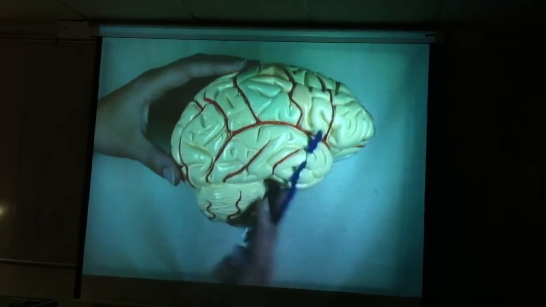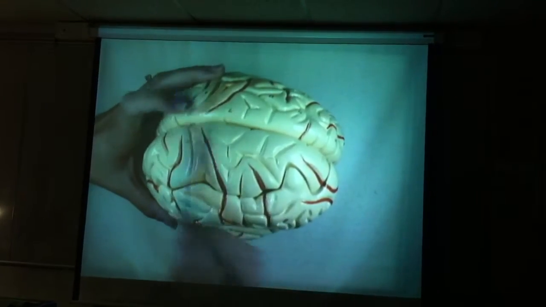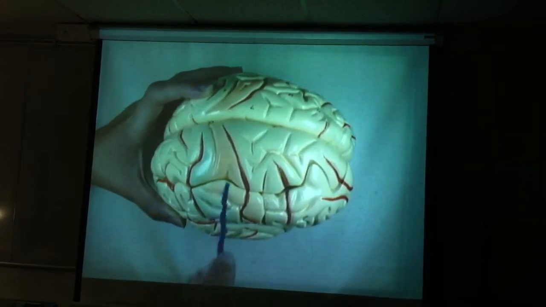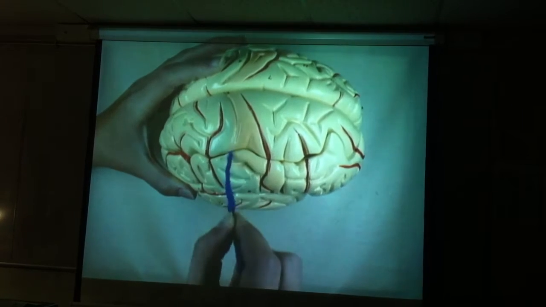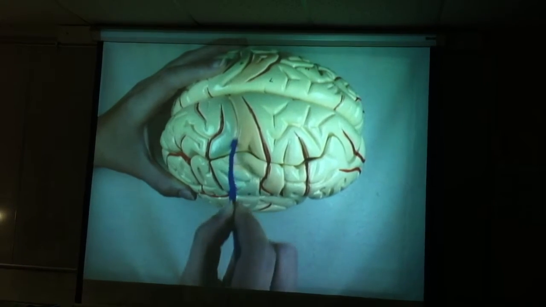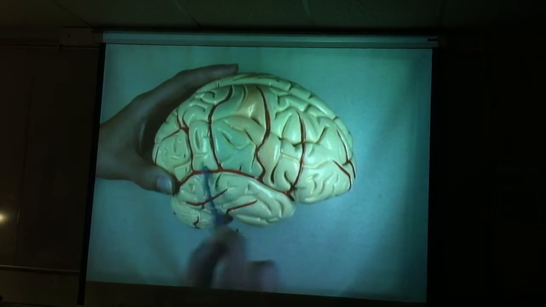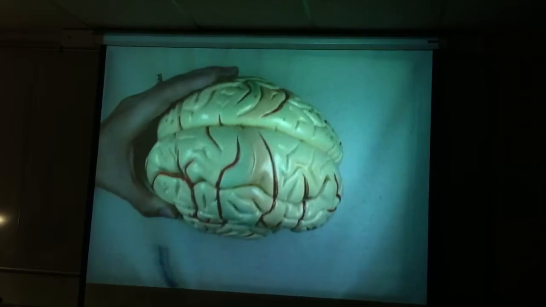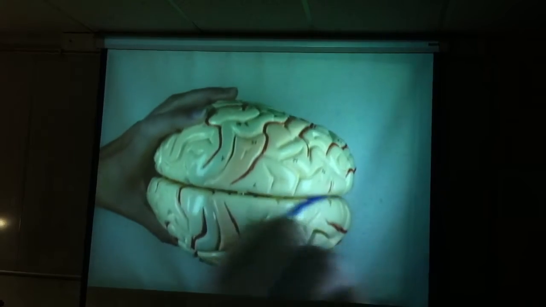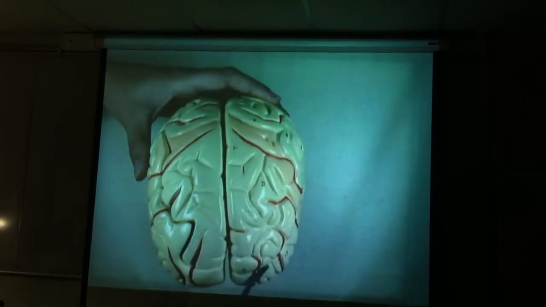We have some divisions. The frontal lobe posteriorly ends at the central sulcus, and then inferiorly and laterally at the lateral sulcus. The two halves of the brain are divided by the longitudinal fissure.